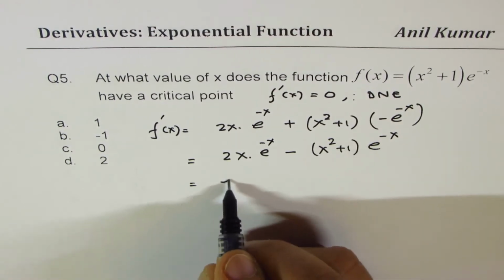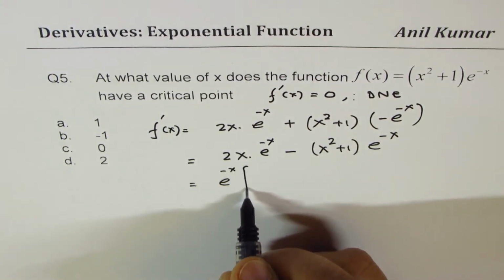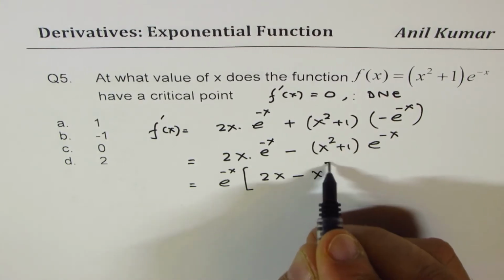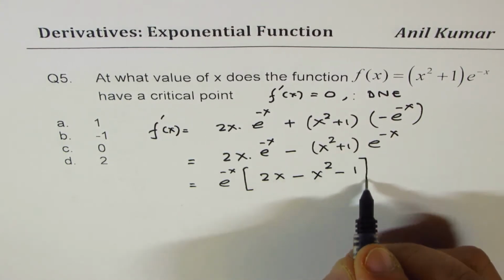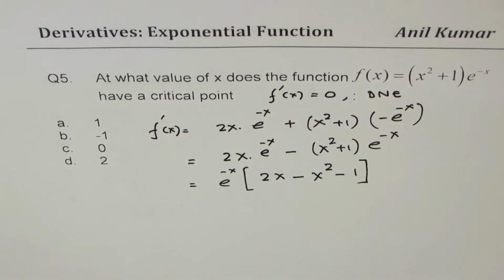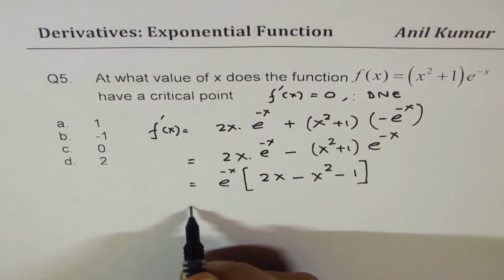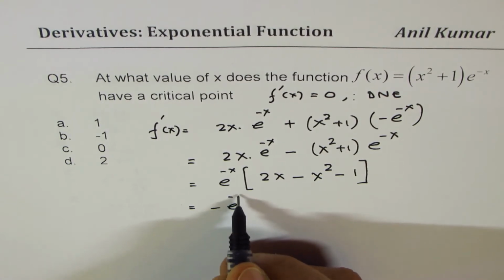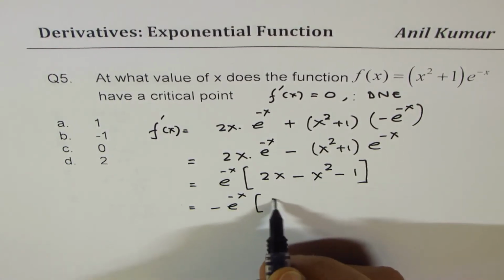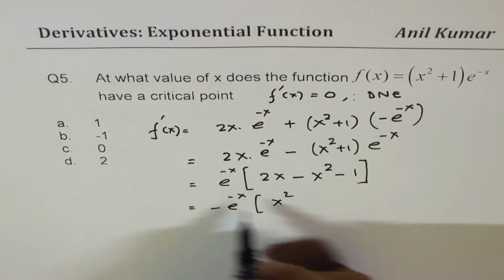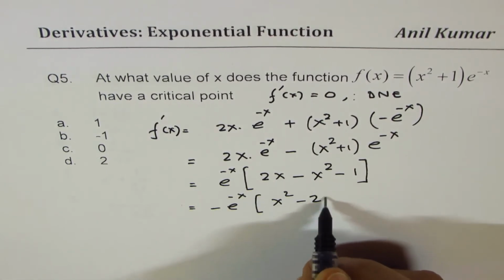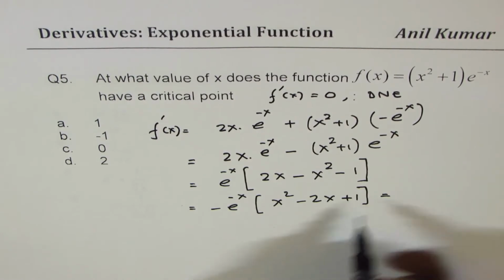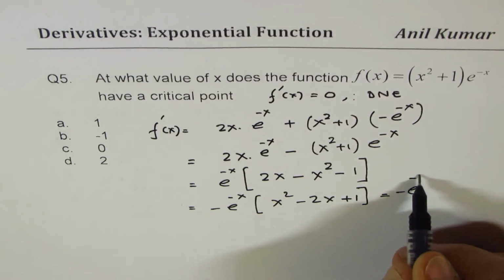Now e to the power of minus x can be taken common. So we have 2x minus x squared minus 1, correct? So that's what we get. It's a quadratic equation. We could write this taking minus common. We could write minus e to the power of minus x. I'm just rearranging. I took this negative outside, so the signs inside will change. Perfect. Now here, this could be written as minus e to the power of minus x.